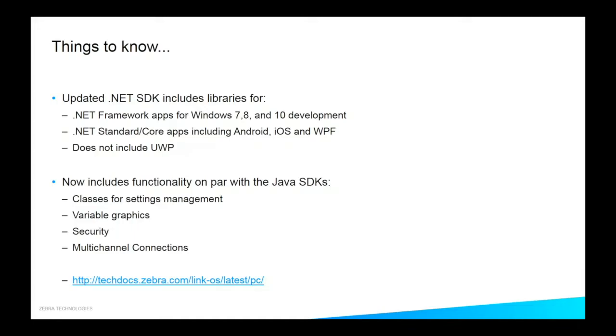The new SDK that we have for .NET has a couple of different libraries embedded within it. One of them is for .NET Framework, and it works for Windows 7, 8, and 10 development. The other portion of it works for .NET Standard and Core apps, including Android, iOS, and WPF for .NET Standard. It does not include a UWP library.